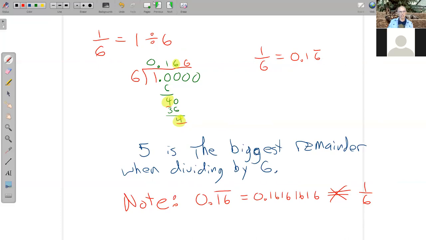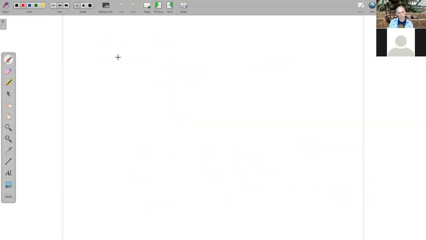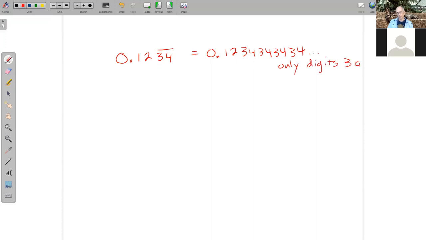Later, next class, I will show you how to interpret a number. Suppose somebody wrote down this decimal right here, and only the 34 repeated. So that would be 0.1234343434. And so I wonder, what fraction is that equal to? We're going to figure that out eventually. Maybe we'll get to it today.